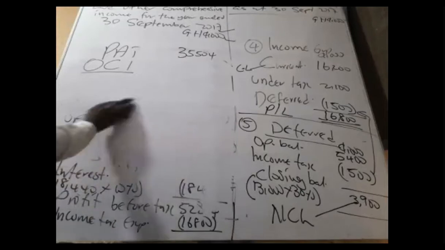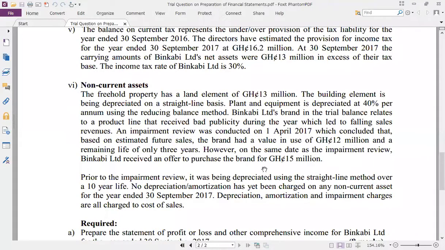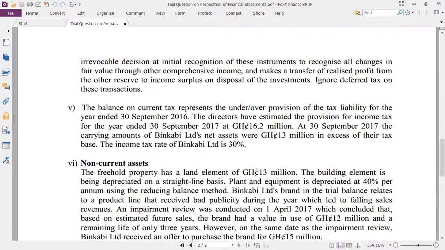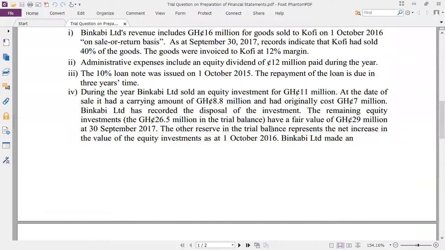For this particular question, you can have an alternative fashion for calculating this other comprehensive income, OCI. It's about the sale of the investment. The main investment had a revaluation. First of all, to get the remaining equity investment, can you find the difference between the remaining investments? Let's start the whole thing.